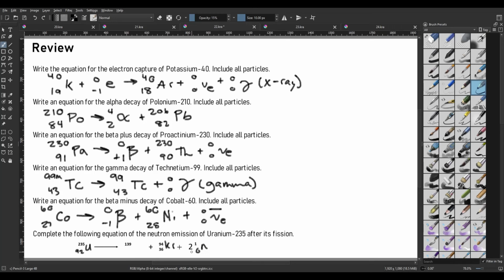So then what's the deficit here? We have to figure out the atomic number for this isotope over here. So the top is balanced. We're going to look at the bottom now. So what's 92 minus 36? 92 minus 36 is going to be 56. So if we look on the periodic table, element 56 is going to be barium.